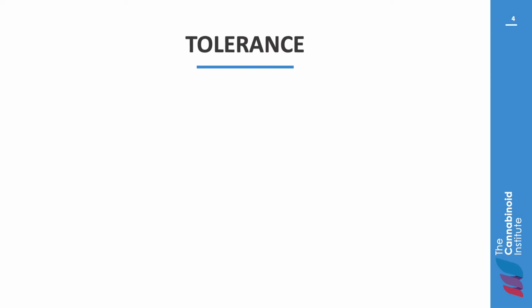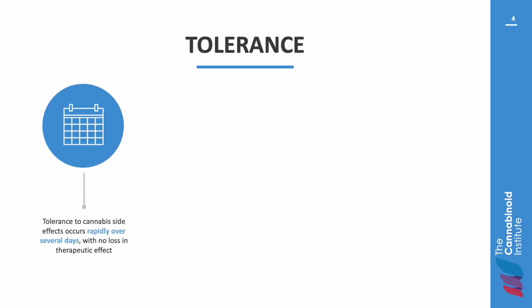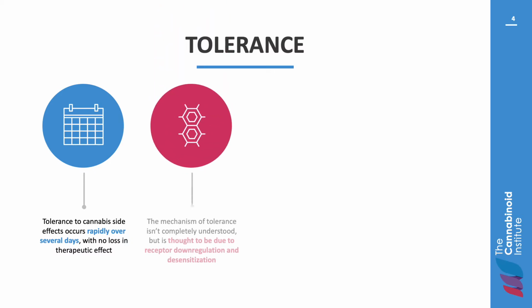As previously mentioned, tolerance to the side effects of cannabis occurs rapidly over several days, with no loss in therapeutic benefit of cannabis medication. The mechanism of tolerance isn't completely understood, but is thought to be due to receptor downregulation and desensitization.